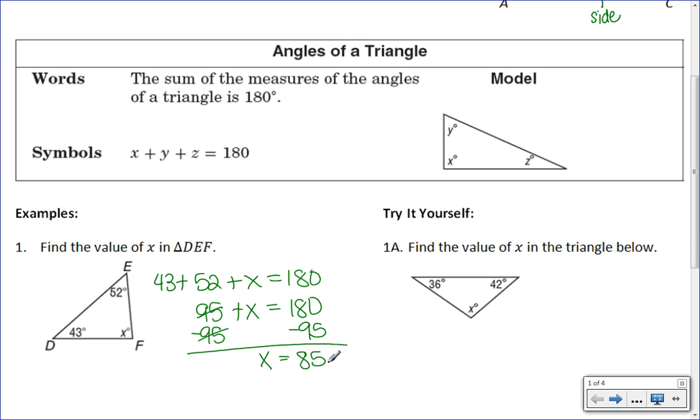So since x is 85, we could also say that the measure of angle F is equal to 85 degrees. So that is what this means. This little m means measure, and then this is the symbol for angle. So the measure of angle F equals 85 degrees. Okay. So go ahead and pause the video and do the same sort of thing on the first try it yourself problem, and then press play when you're done. Okay, for this one you should have gotten that x is 102 degrees.